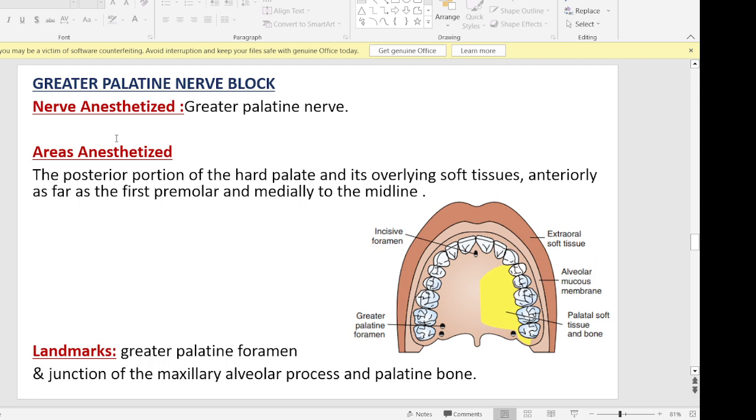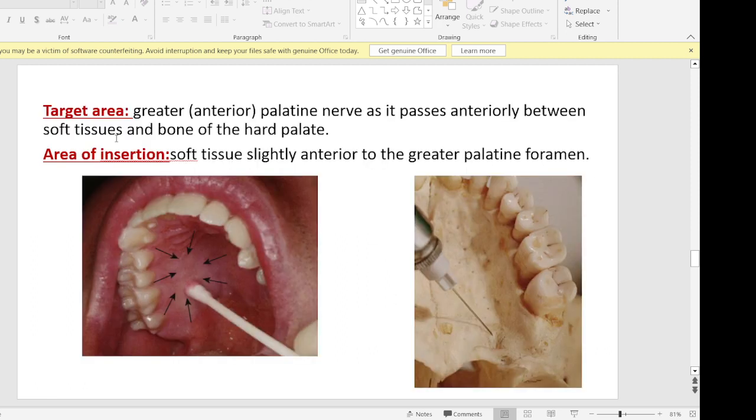Areas anesthetized are the posterior portion of the hard palate and its overlying soft tissues, anteriorly as far as the first premolar and medially to the midline. Landmarks are the greater palatine foramen and the junction of the maxillary alveolar process and palatine bone. Target area is the greater palatine nerve, which passes anteriorly between the soft tissues and bone of the hard palate. Area of insertion is soft tissue slightly anterior to the greater palatine foramen.